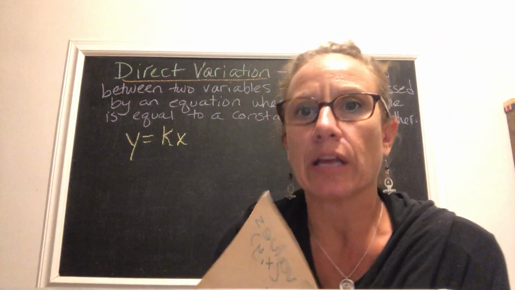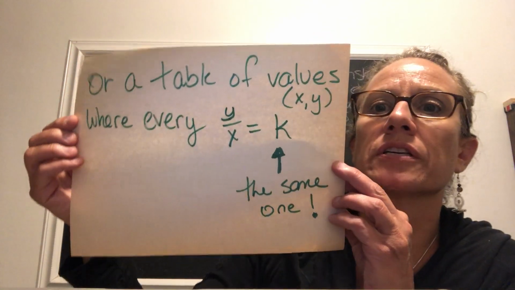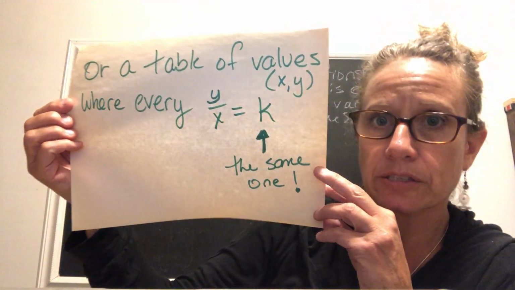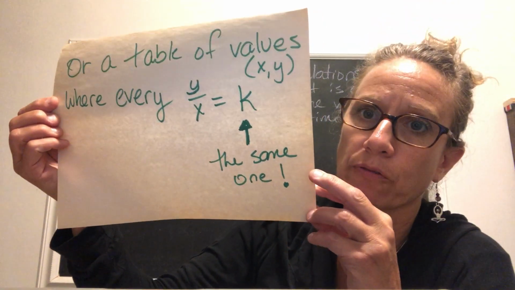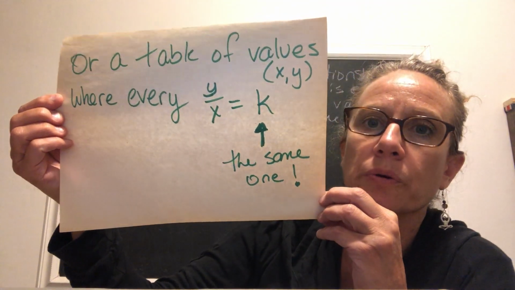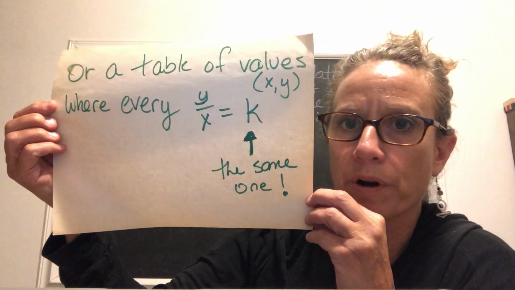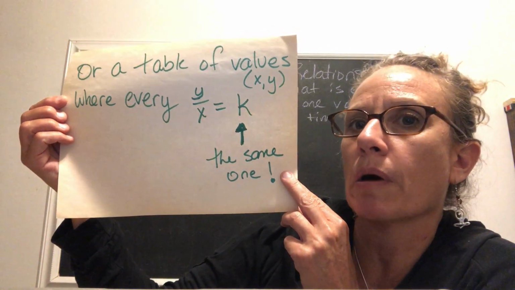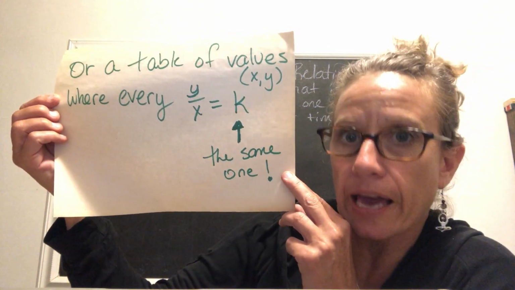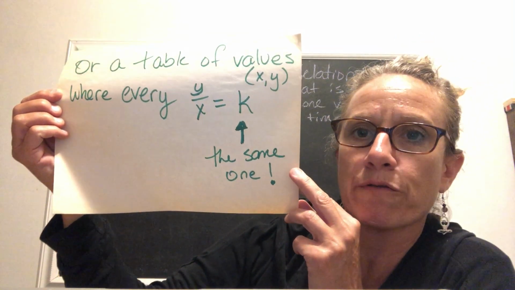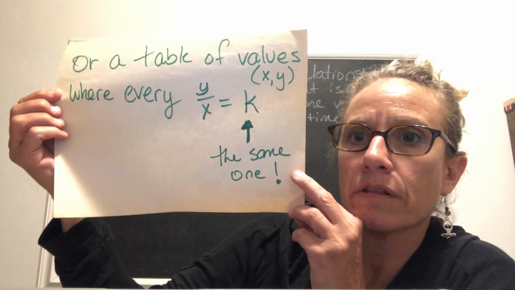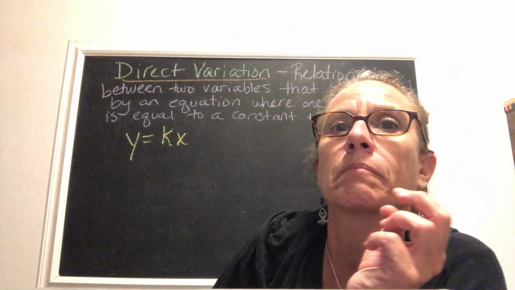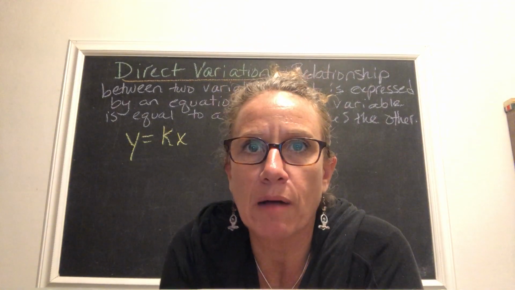The third way that they can ask a problem like this is using a table of values. If a table of values is given and you're asked to determine whether or not it is a direct variation, you take every coordinate, take the y, divide by the x, and come up with k. If the k is the same for every coordinate pair, then you automatically have a direct variation. So let's go to some problems.